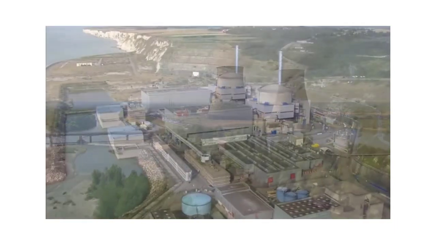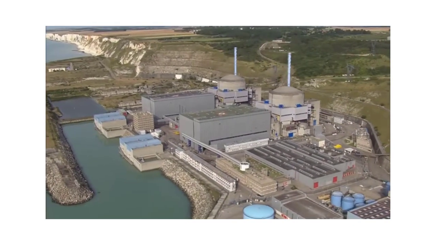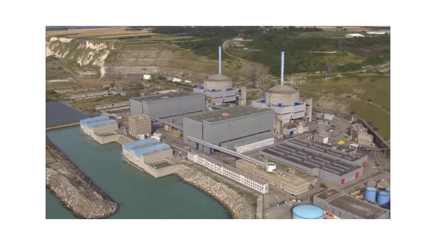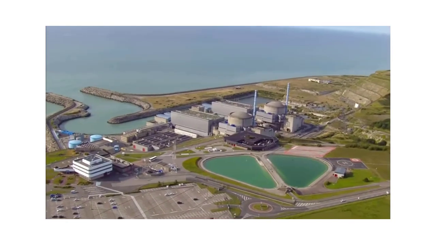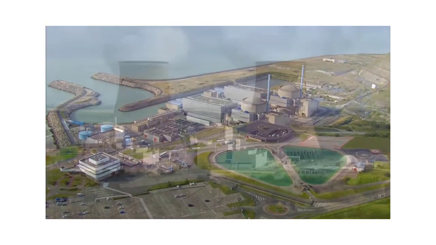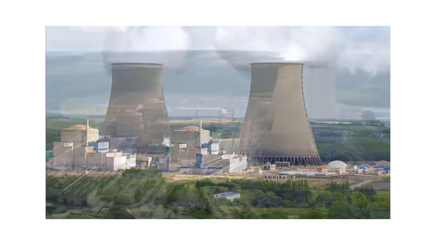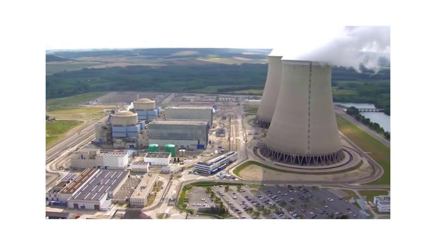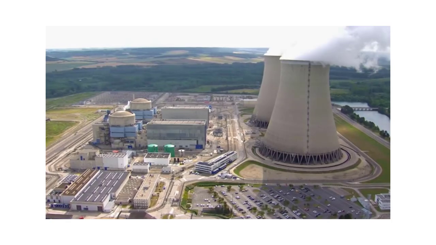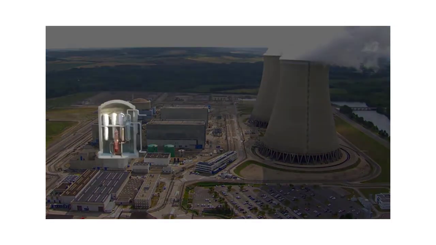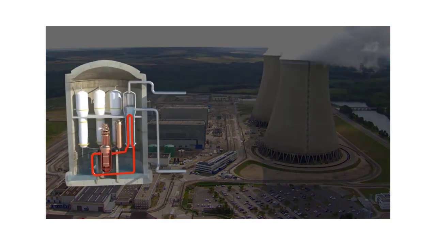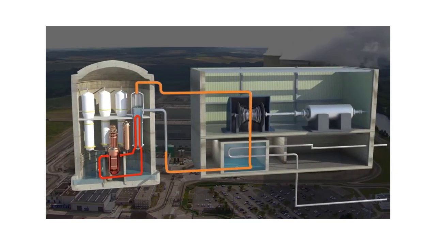A nuclear power plant generates electricity using the heat released during the fission of uranium atoms. Several types of nuclear reactors exist. The world's most common reactor type is the pressurized water reactor. This power plant has three entirely standalone water systems: the primary system, the secondary system, and the cooling system.